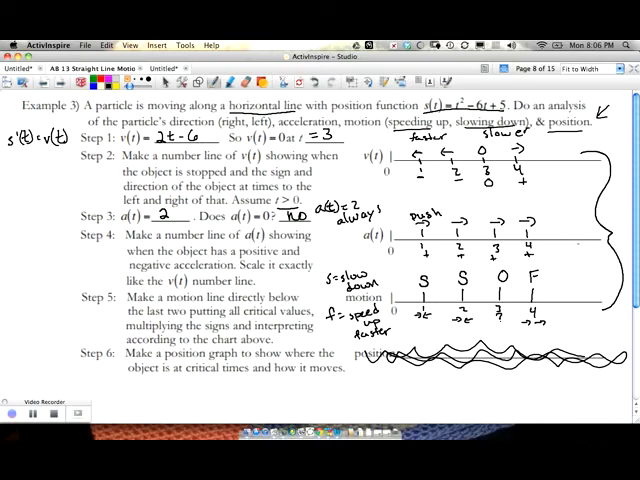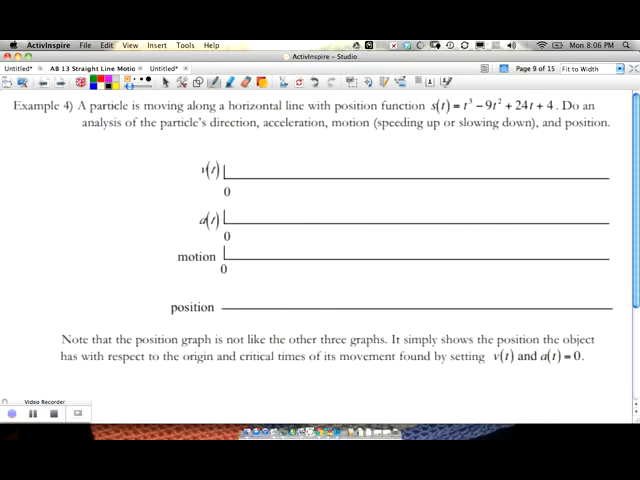A particle is moving along a horizontal line with this position function. Do an analysis. Okay, so now it's not giving all the prompts. We got to kind of consider what we need to really measure. But what I'm trying to look at now is find the velocity and acceleration.